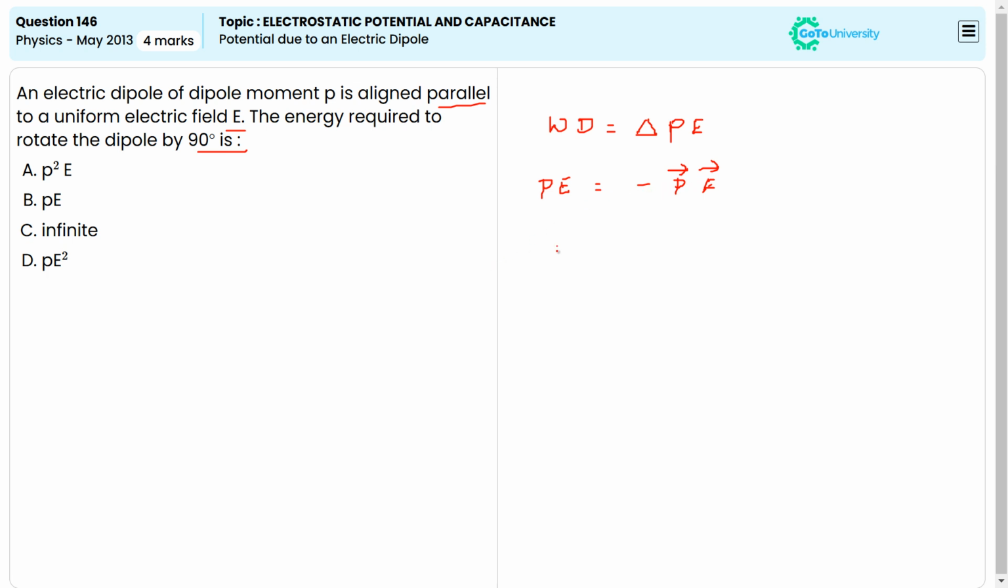Then we know that PE final is equal to 0 because at 90 degrees it is 0. Then PE initial is equal to minus PE. Then we can write delta PE is equal to PE. That means the energy required to rotate the dipole by 90 degrees, that is delta PE, is equal to P times E. Then option B is the right answer here.